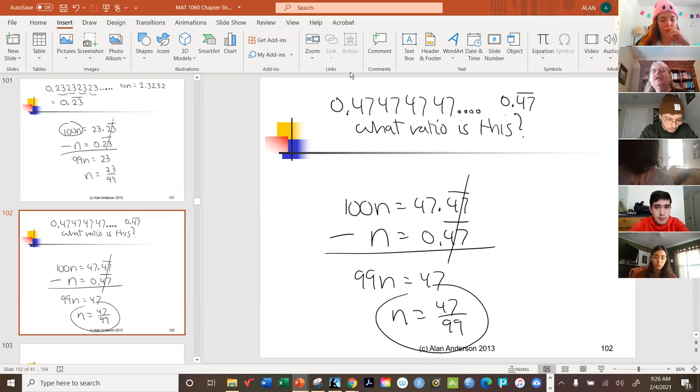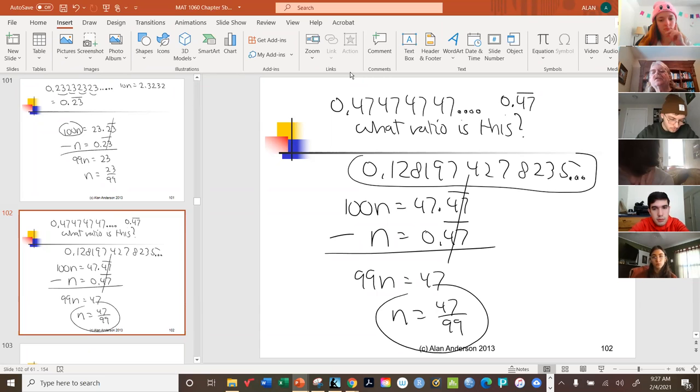Okay, so the irrational ones then are the ones where the decimals do not repeat, like something like this: 1, 2, 8, 1, 9, 7, 4, 2, 7, 8, 2, 3. They're not being repeated and there's an infinite number of them. This number would be irrational. This one is rational.